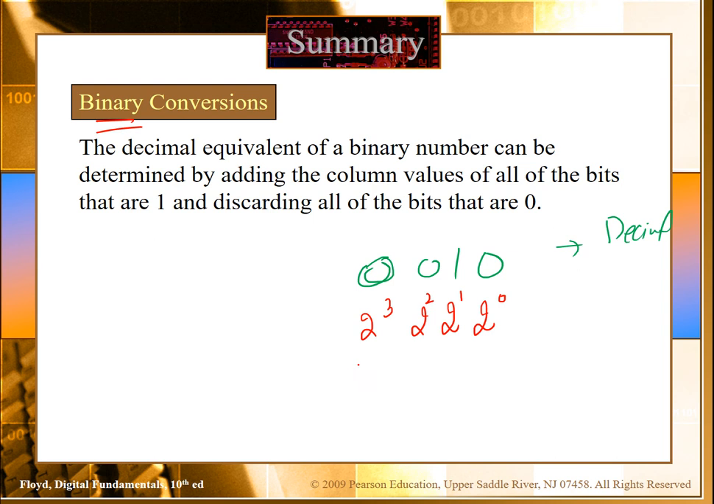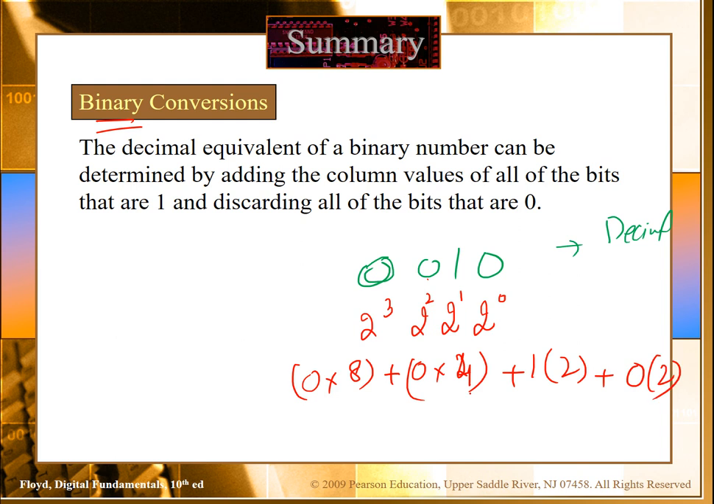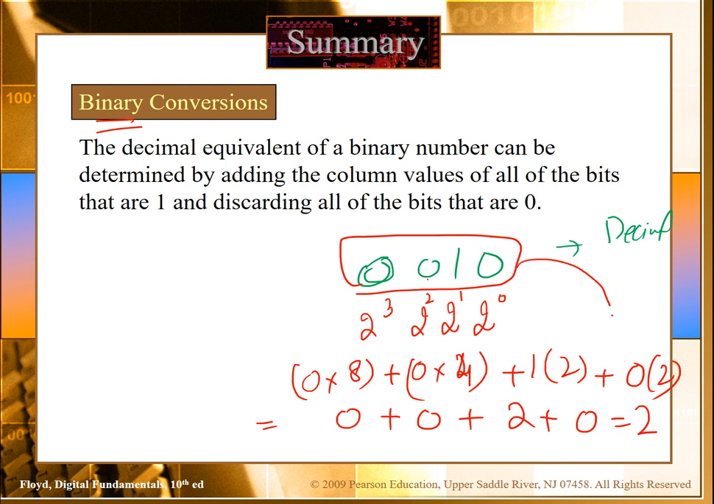Then just write the sum of product form. 0 multiplied with 2 to the power 3, which is 8, plus 0 multiplied with 2 to the power 2, which is 4, plus 1 multiplied with 2, plus 0 multiplied with 1. So the answer will be 0 plus 0 plus 2 plus 0, which is 2. So if we convert this 4-bit configuration, the actual decimal number is 2.